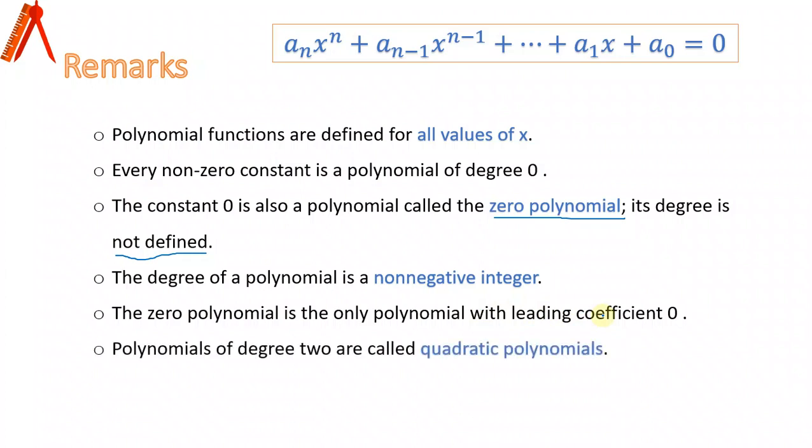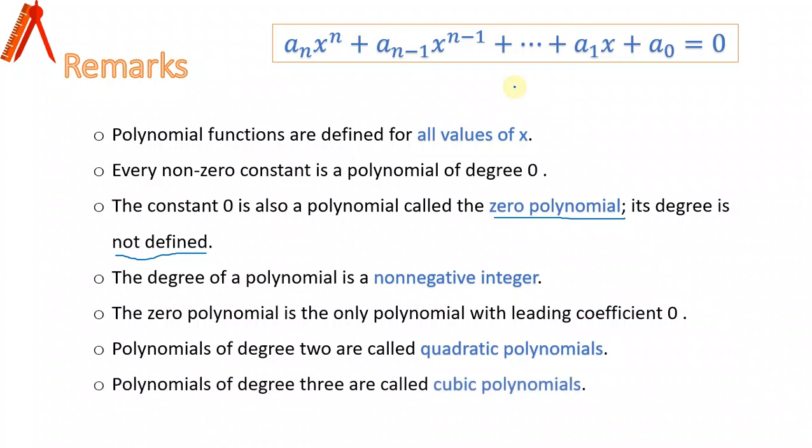Next, polynomials of degree 2 are called quadratic polynomials. For example, if we substitute n equal to 2, we get a simple equation of degree 2, and that is said to be a quadratic polynomial. Polynomials having degree 3 are called cubic polynomials, and polynomials having degree 4 are said to be quartic.